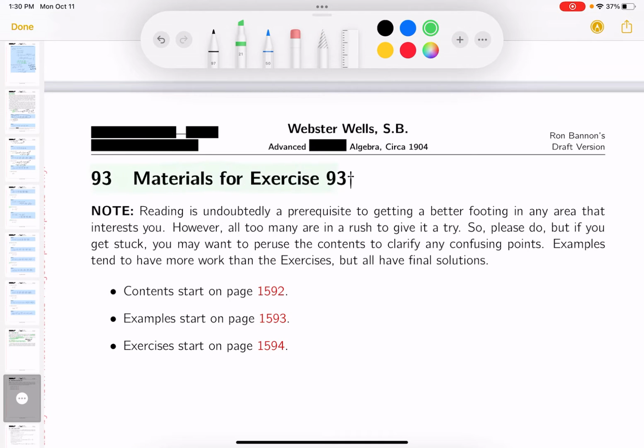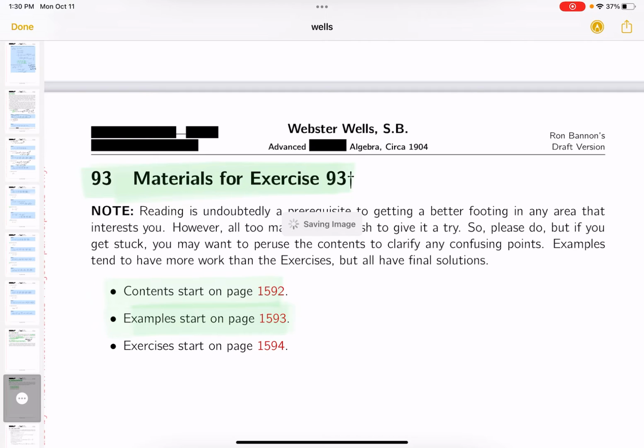Okay, we're in section 93 now. Contents, read through it, try to understand it, try to understand the examples that are being presented to you. I certainly would go through those, and then you get busy with the exercises.